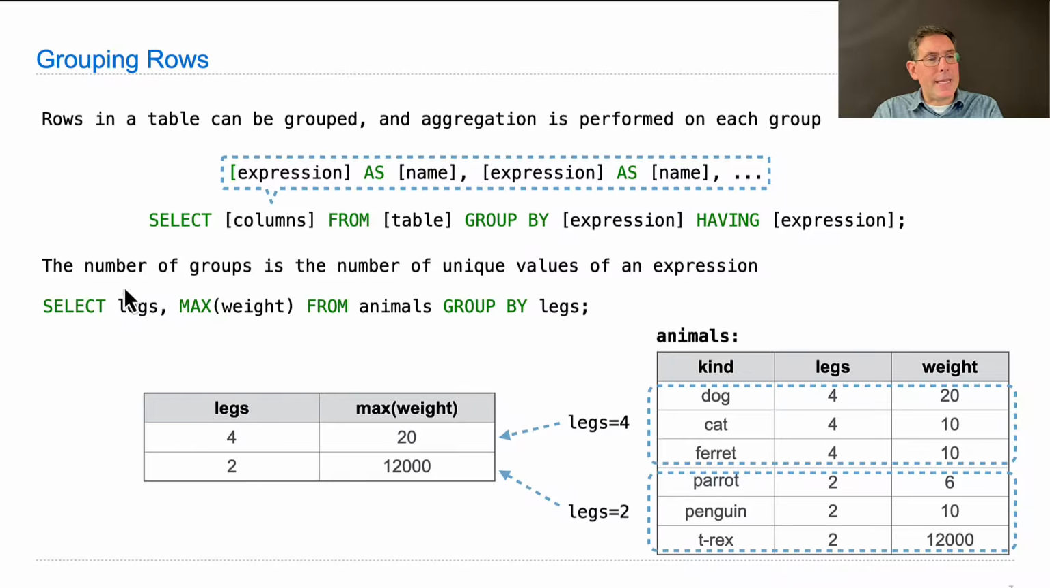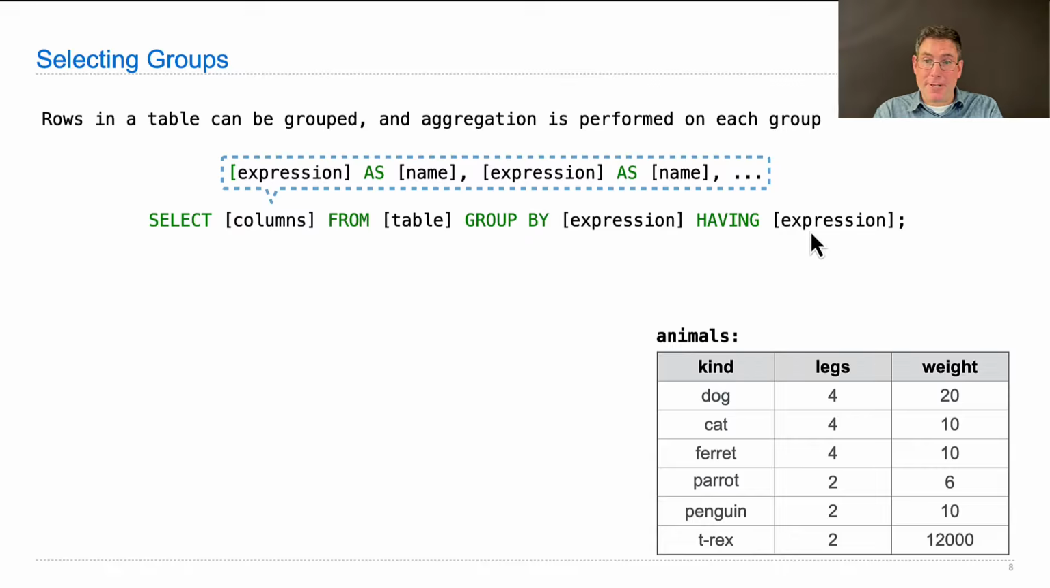It's okay to write legs here without aggregating because we grouped by legs, and so we know that in each row of the output there will be only one legs value for all the rows that were grouped together, and so we can write that legs value here as reference. And this says that the heaviest beast with 4 legs was 20, and the heaviest beast with 2 legs was 12,000. The having expression, which is optional, selects which groups you want to keep in the output.